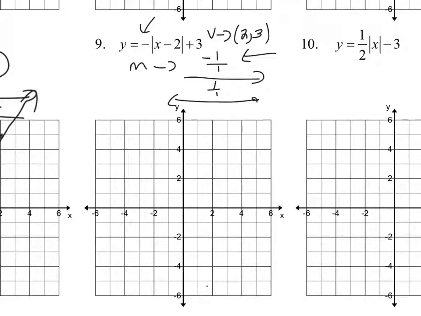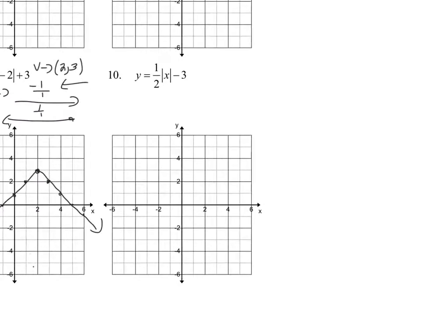So your vertex is 2, 3, which is going to be right here. And then as we go to the right, we are going to go down 1 and to the right one, down 1 and to the right one. And that would be your line. As we go to the left, we would go down 1 to the left one, down 1 to the left one, down 1 to the left one. And that would be your line for that part of this absolute value graph.